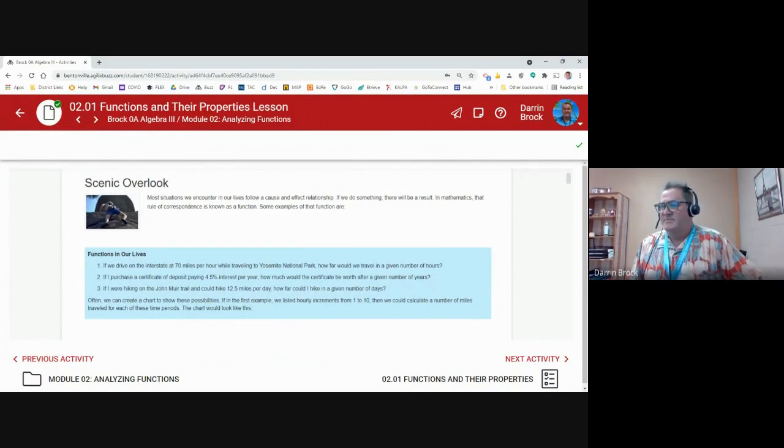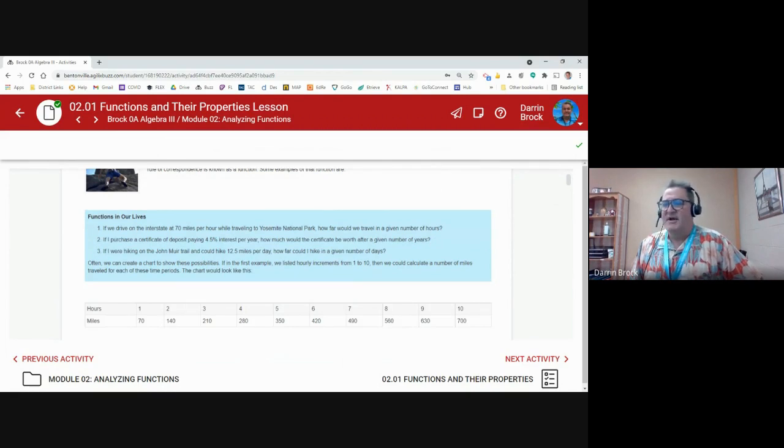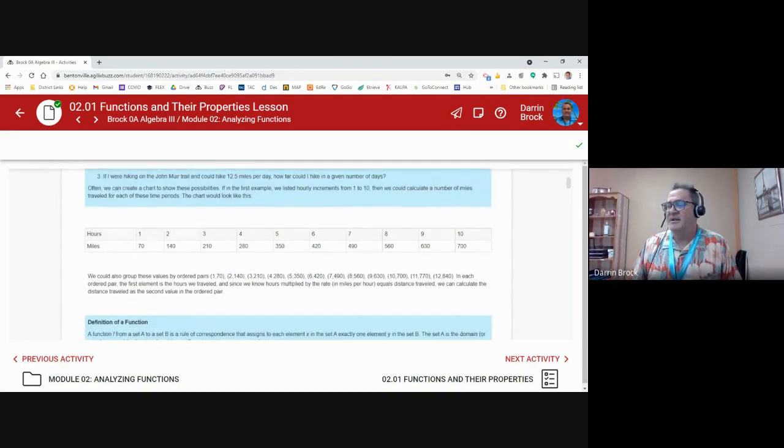So it talks about functions in our lives. If we drive on the interstate at 70 miles an hour to go to Yosemite National Park, how far we travel in a given number of hours, that would be a function. If we purchase a certificate of deposit paying 4.5% interest per year, how much would it be worth after a given number of years? That's a function. And you can illustrate that with a table. Like, here's our miles. After 1 hour, we've driven 70 miles, 2, 140, 3, 210.